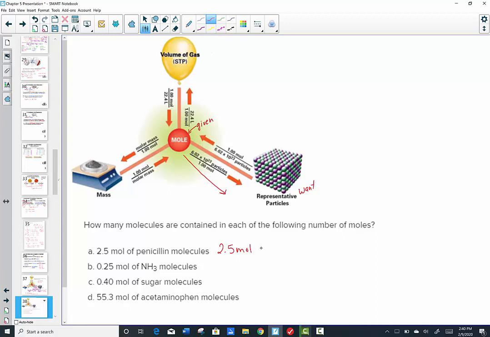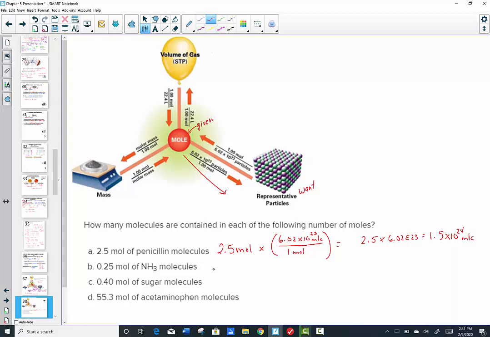2.5 moles of penicillin multiplied by the conversion factor, 6.02 times 10 to the 23rd molecules is the same as saying 1 mole. Those are equivalents. Therefore, I'm setting up a conversion factor. Moles cancel, and your conversion would say 2.5 times Avogadro's number on your calculator. Hit it with me, please. My screen says 1.5 times 10 to the 24th molecules.